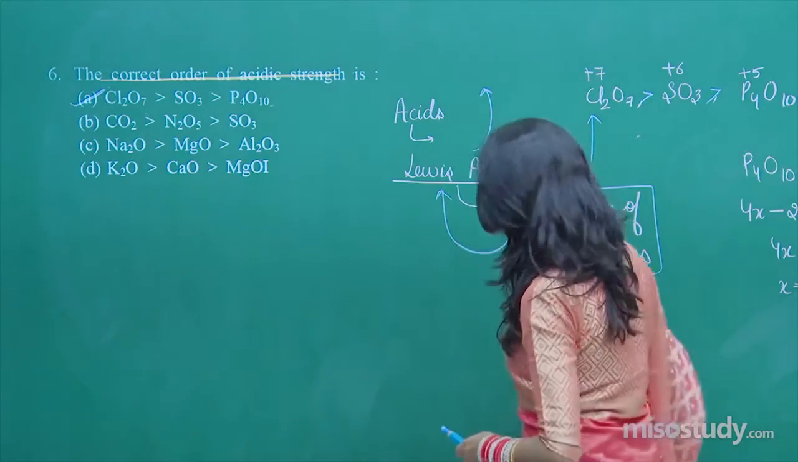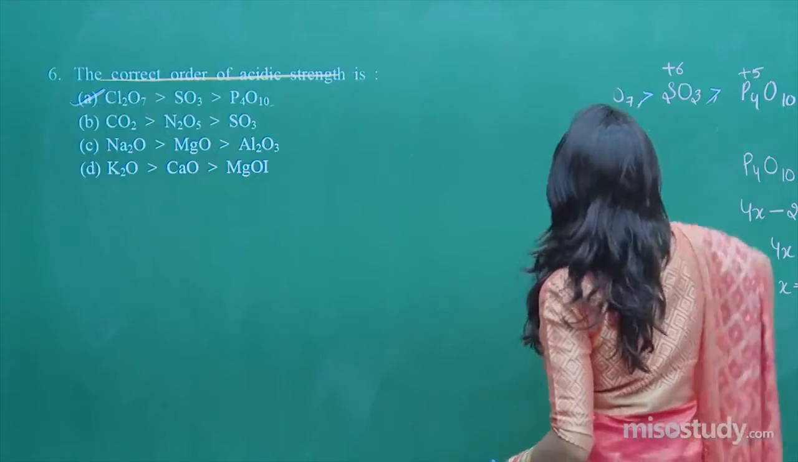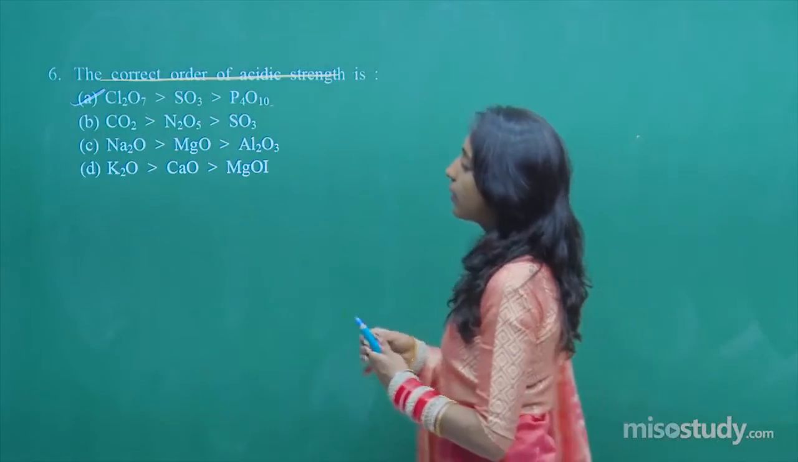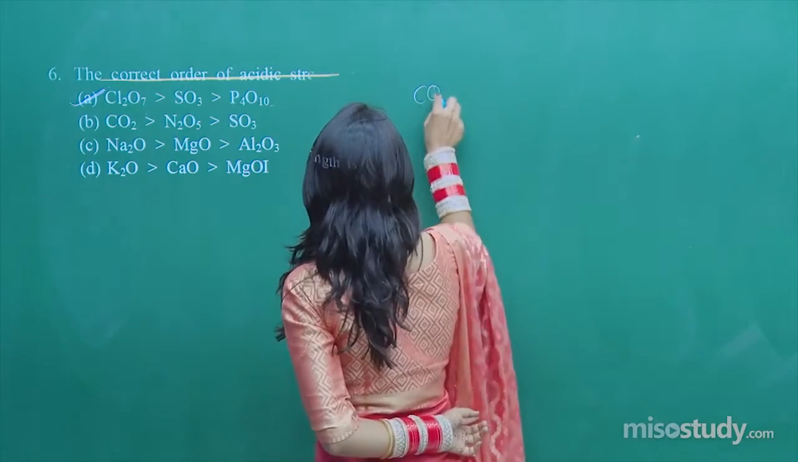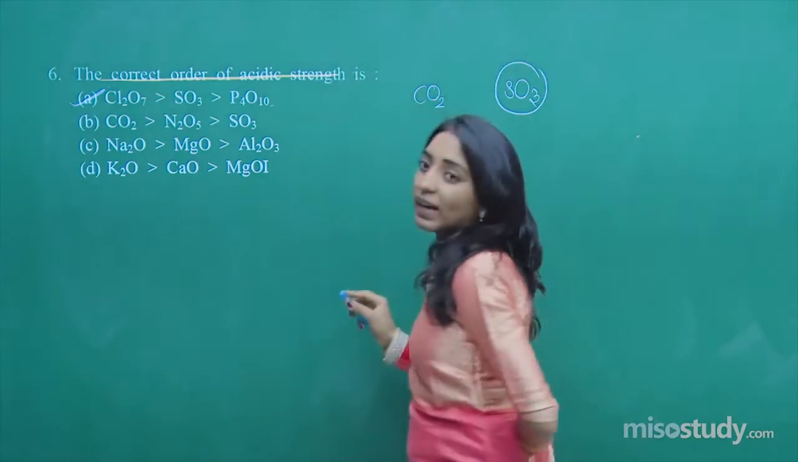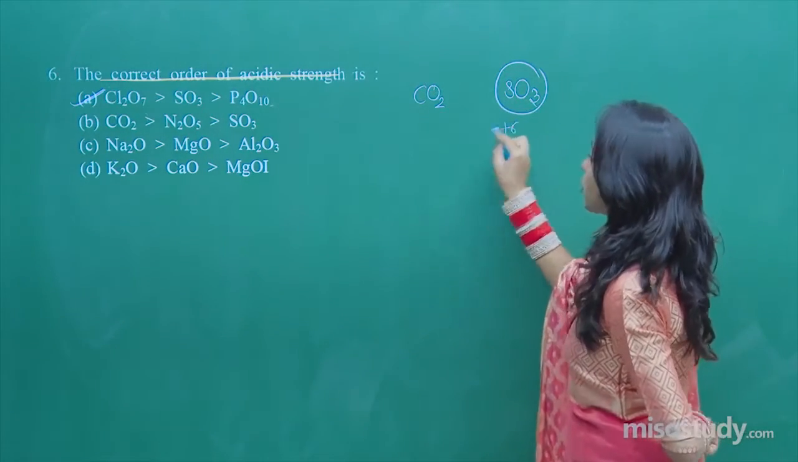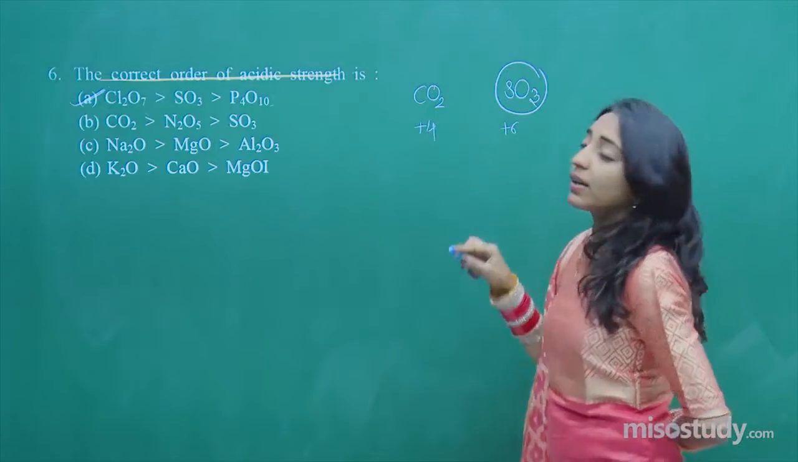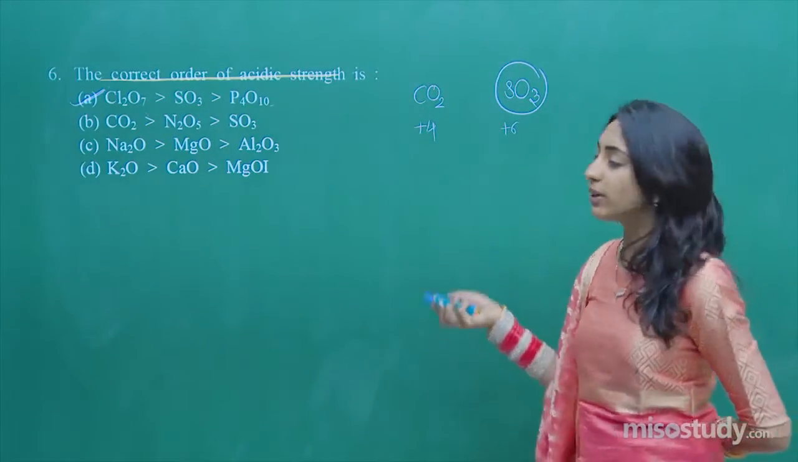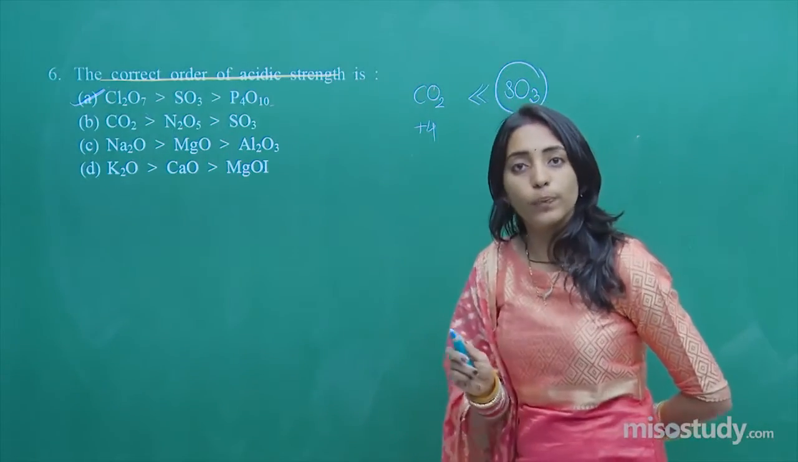Now let me just give you an idea about other options as well. On the same principle, if I ask you to compare carbon dioxide and SO3, you know SO3 is an acidic gas. Once again, sulfur is having +6 oxidation state. But in carbon dioxide, it is just having +4 oxidation state. So obviously, SO3 will be a stronger acid compared to CO2.